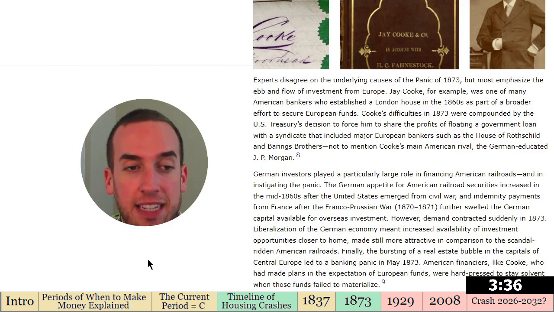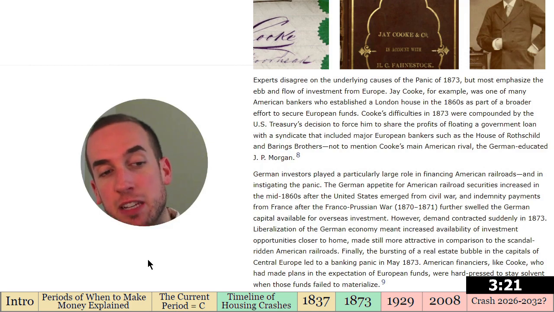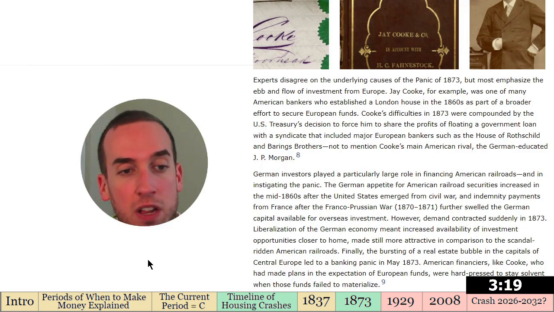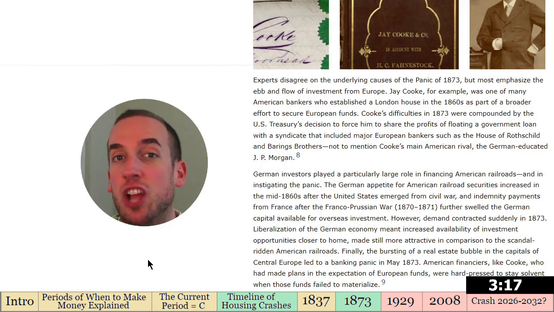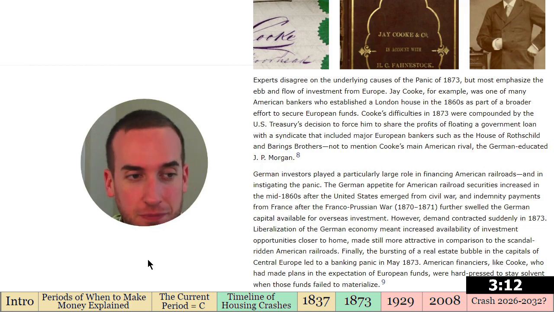Cooke's difficulties in 1873 were compounded by the U.S. Treasury's decision to force him to share the profits of floating a government loan with a syndicate that included major European bankers such as the House of Rothschild and Barings Brothers, not to mention Cooke's main American rival, the German-educated J.P. Morgan. We know who they are.